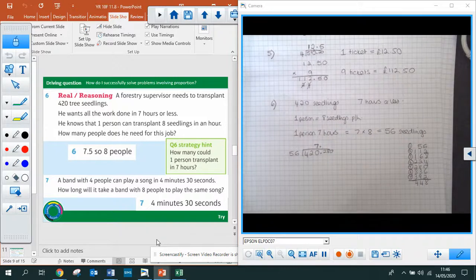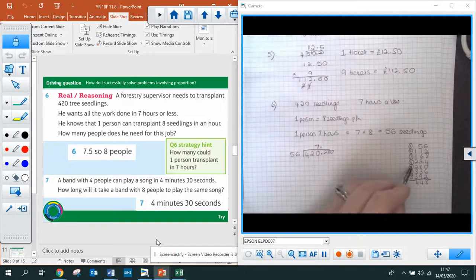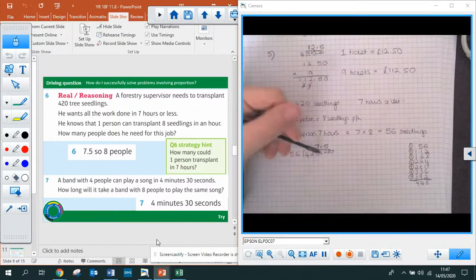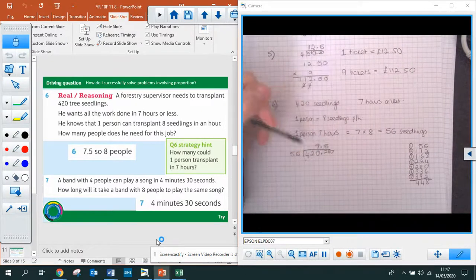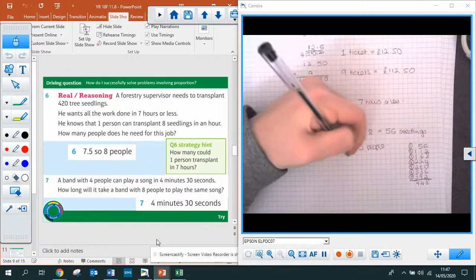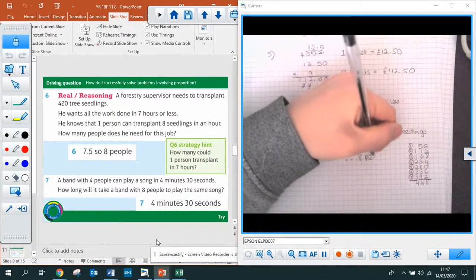And then we're going to say how many times does 56 go into 280? Well, let's have a look. 5 times. It goes in exactly, and it's 5 times. That's why this can be helpful when you've got bigger numbers. So my answer there is 7.5. So in order to plant 420 seedlings, he needs 7.5 people. But you can't have 7.5 people. So therefore, remember the 3 dots mean therefore, he needs 8 people.